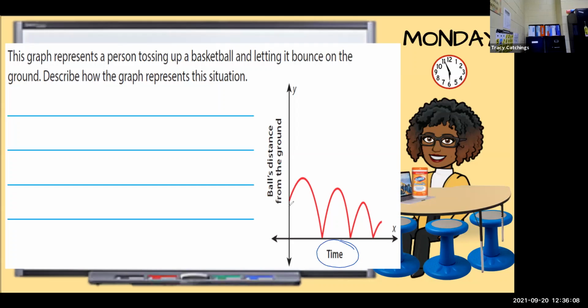We've got to use these X and Y labels to help us out with describing what's going on. When we describe it, it's not enough to say, oh, it went up and down. No, we need descriptions relating to what it means. What's going on?